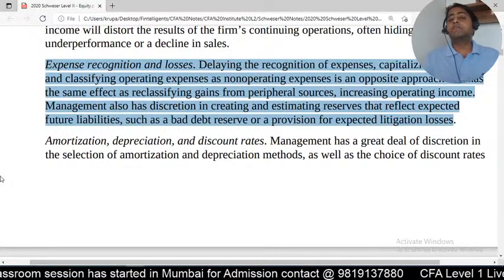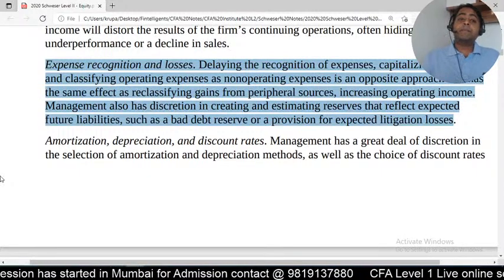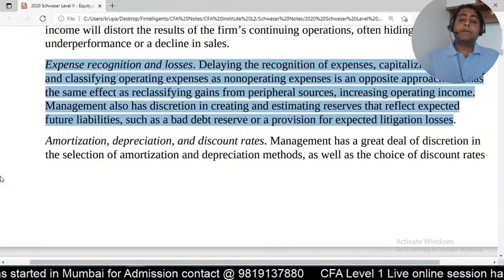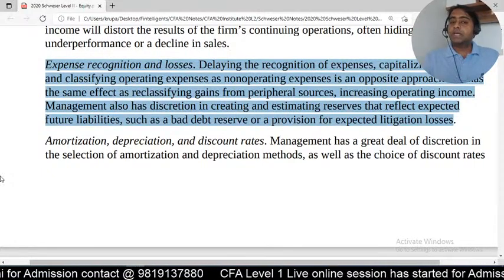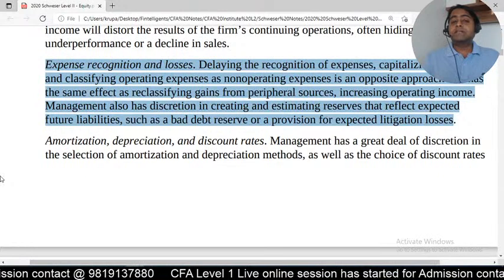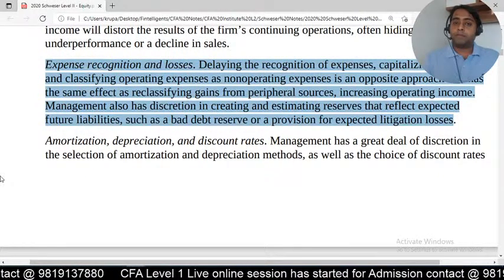Okay, similarly, the provision for expected litigation losses. If the company recognizes that there might be some losses, but still they are not making any provision because they know this is going to impact the revenue of the company. That is the discretion available with the management who is running the company.